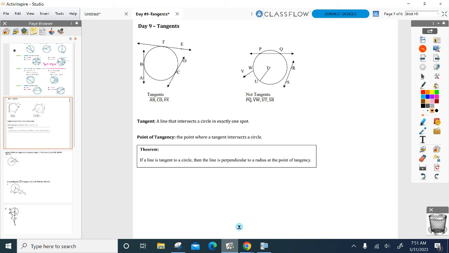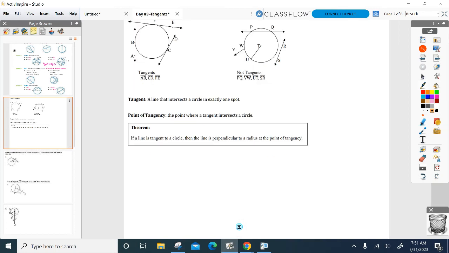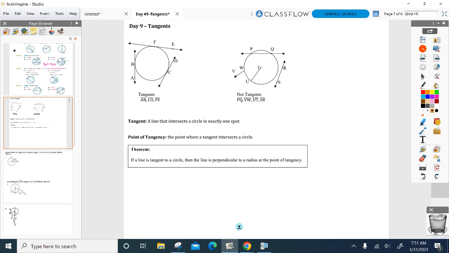Tangent. This is different than SOHCAHTOA tangent. All right, different than this is tangent in a circle. A tangent. What is it? First, what is a tangent? It's a line, right? It's a line, not a line segment, a line that intersects the circle in exactly one spot. That's it. Okay, so it touches the circle in exactly one spot.